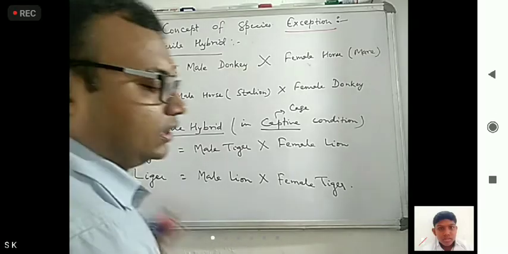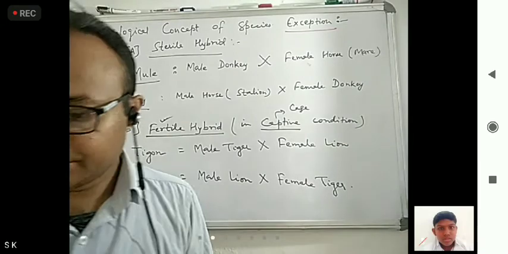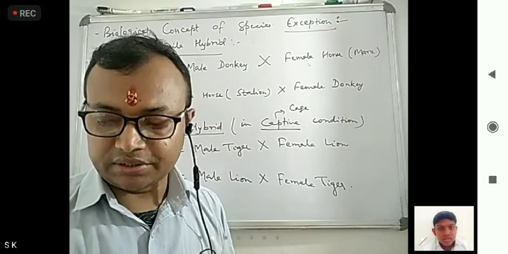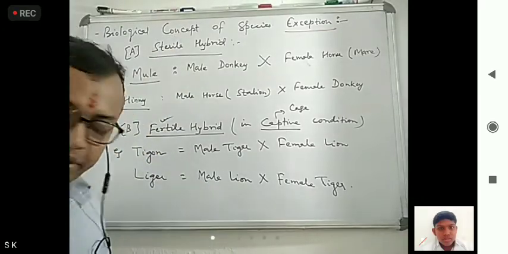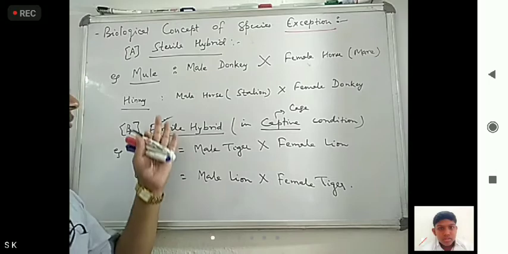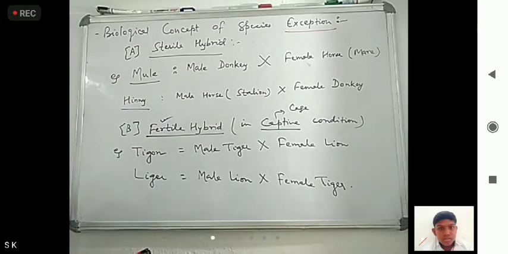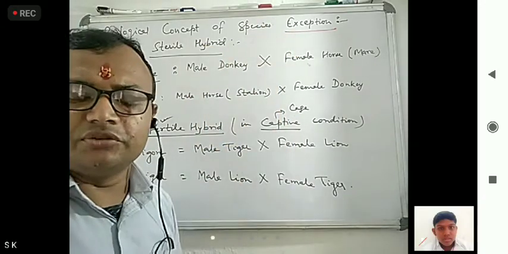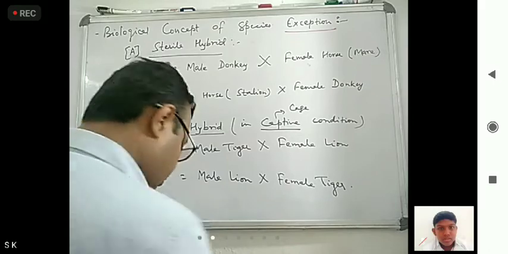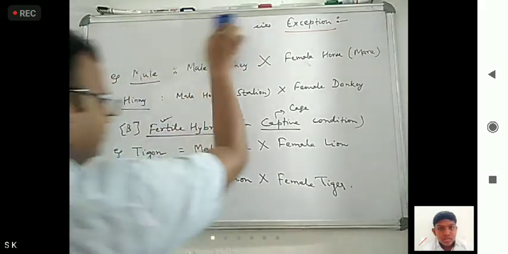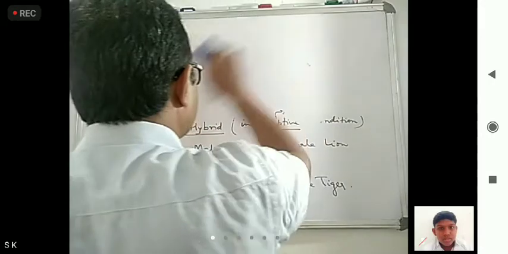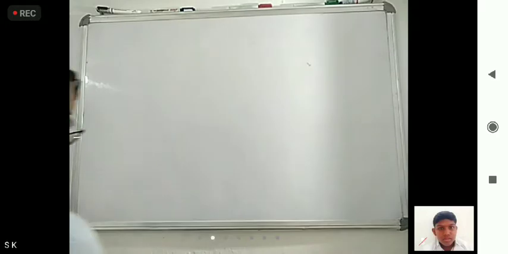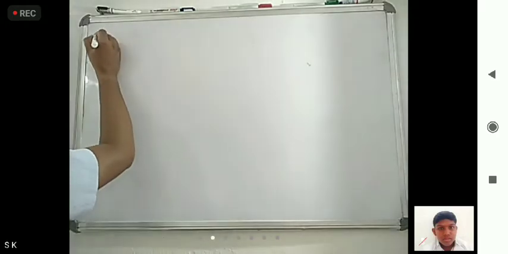Now, after this, next is coming genus. One more concept is there. Before that, just know who has given this one: the biological concept of species was given by Ernst Mayr. Next is the morphological concept of species, a one-line answer you have to remember.